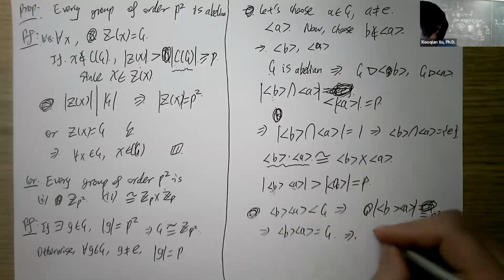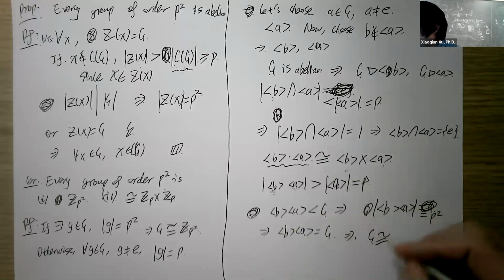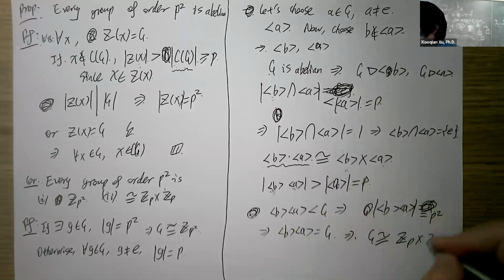So as a conclusion, G is isomorphic to the direct product of the two cyclic groups, which is ZP cross ZP.